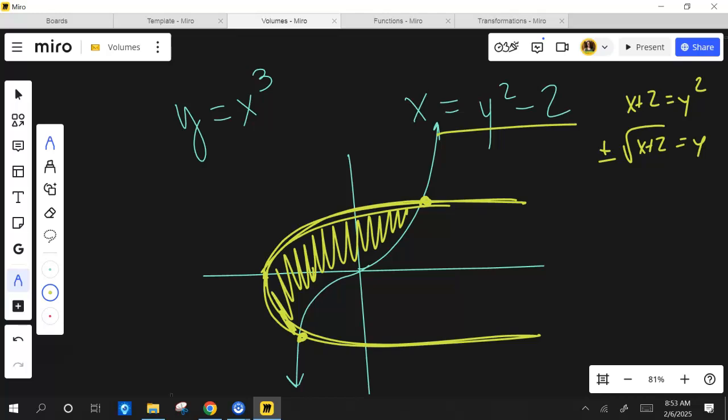So put it on your calculator and find the points of intersection. X cubed, square root of x plus 2, and negative square root of x plus 2. I'm showing you how to set it up. At the end of the day, we have to know where they intersect, whether we're doing it with respect to x or respect to y. When you graph it, it doesn't matter.